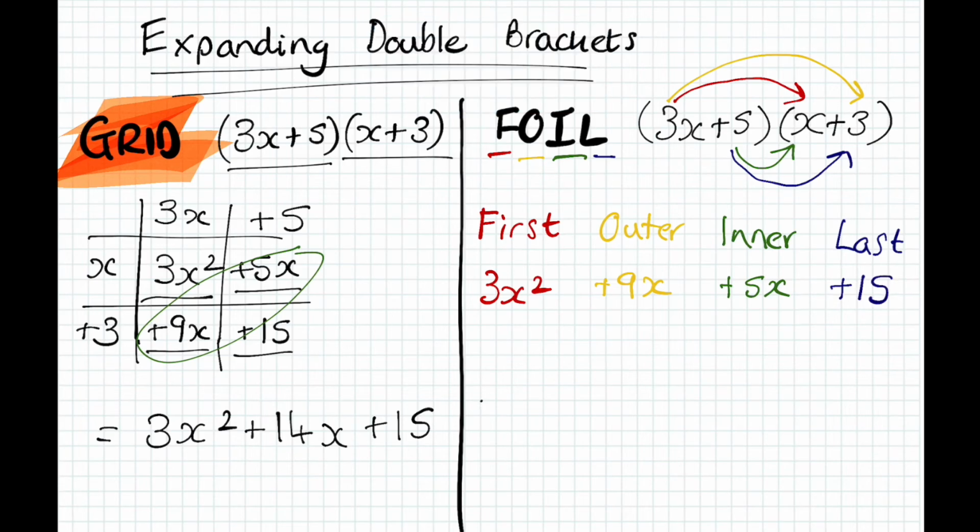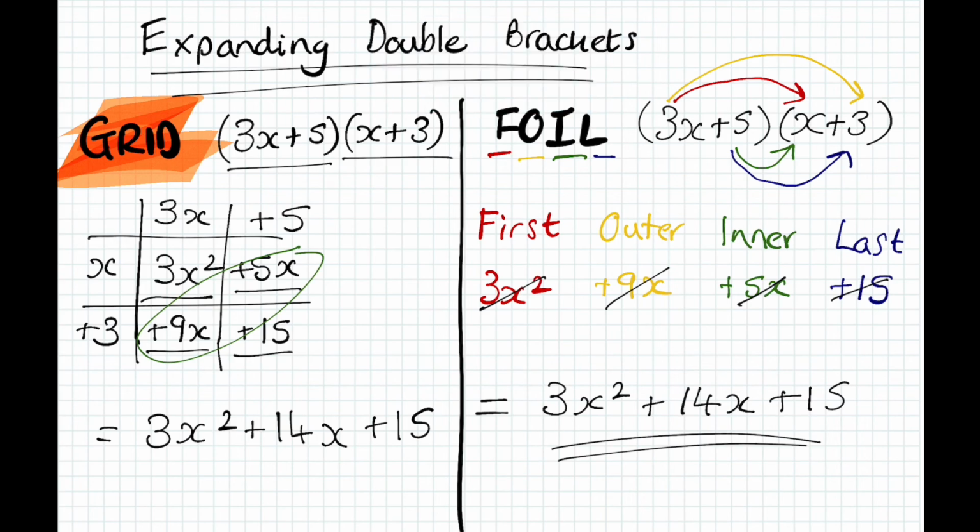Then all that's left to do is to simplify. So if we take the 3x squared, the 9x plus 5x is plus 14x, and then a plus 15. And that would be your answer using FOIL. So it doesn't really matter which one you use. They're the two different options. That's the grid method and FOIL method.